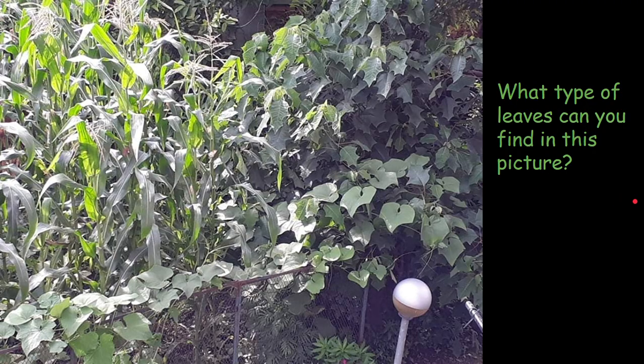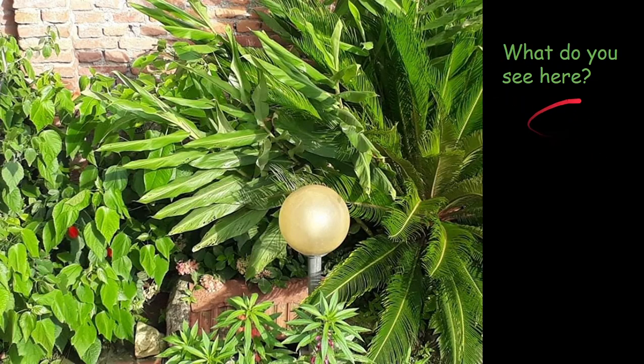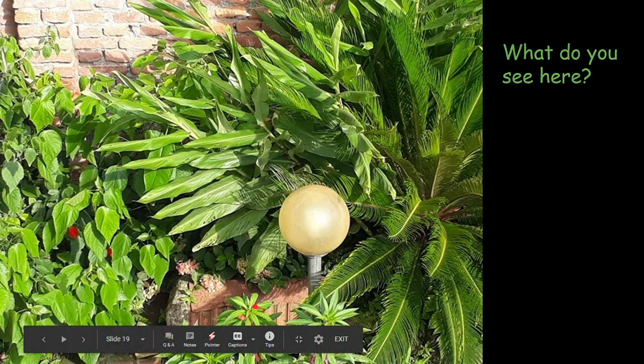Let's look at another one. What type of leaves can you find here? I can see a narrow leaf, a different kind of narrow leaf. What do you see here? Right, needles, see, with the pointy end. Ovate, narrow, a big narrow leaf, and here a smaller version. I can even see some ovate over here too. If you look at it closely, you can see it too.